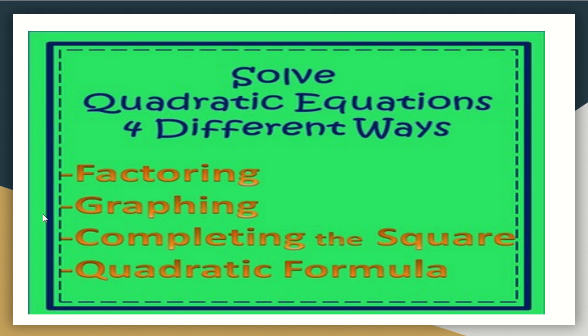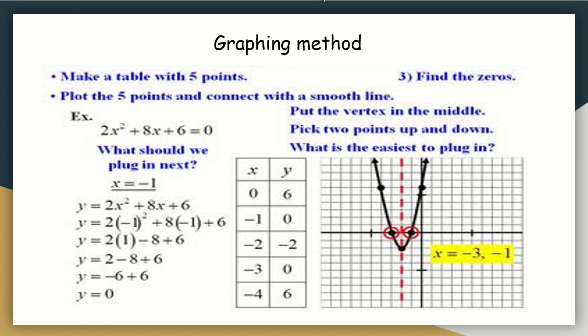Now, because there is an equation, obviously we have to solve it, right? There are different ways you can solve this equation. The first way is factorizing, then the graphing method, then the completing square method, then the quadratic formula. Let us see these one by one in detail. First we are going to see the graphing method.